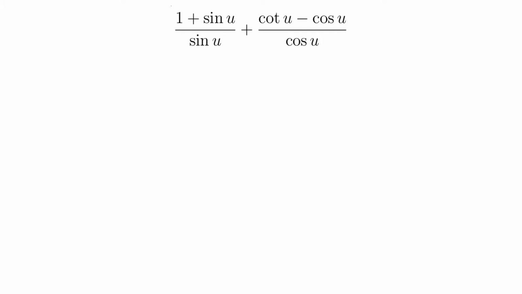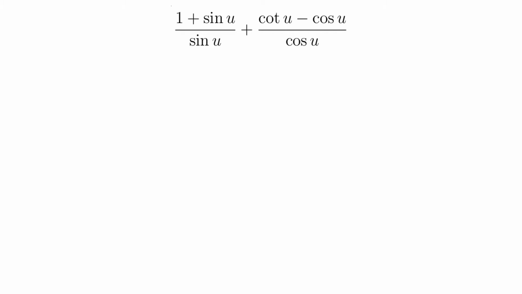So now let's look at another example. Here's one where the goal is just to simplify the expression. Notice that there's no equal sign. This is just a pair of fractions. We know that the usual thing is to rewrite the fractions so that they have a common denominator, which will allow us to add them.